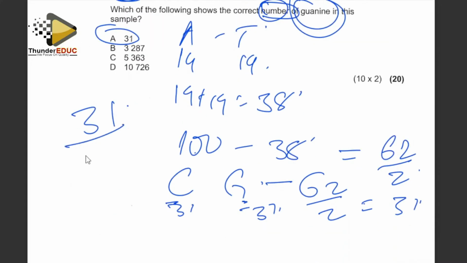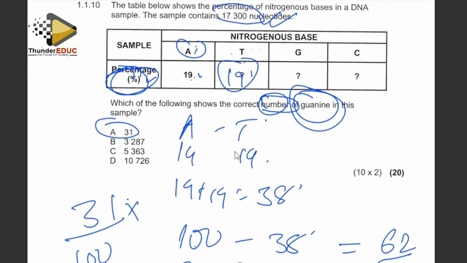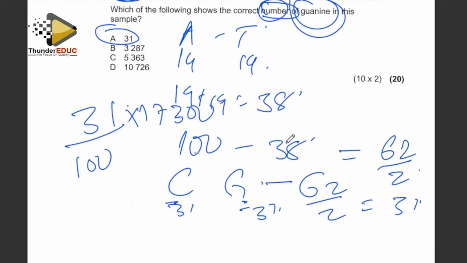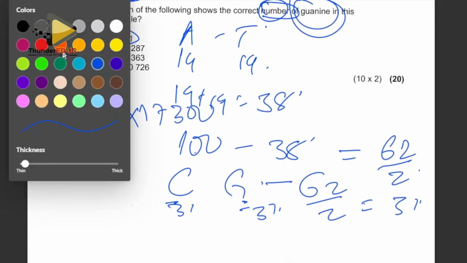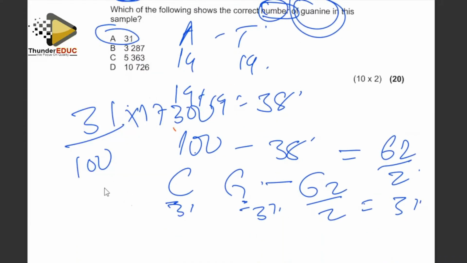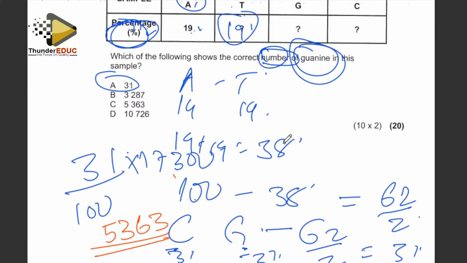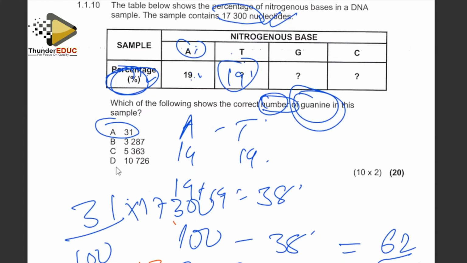So now divide by 100 times 17,300. It gives me a total of 5,363 bases. So I come back here and I have to look for that option. That option becomes C. So C becomes the most correct answer.